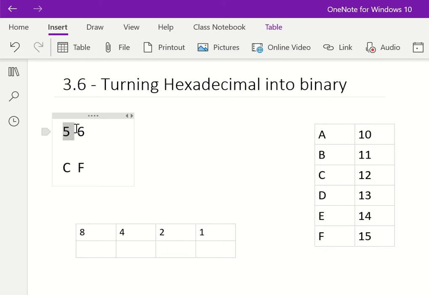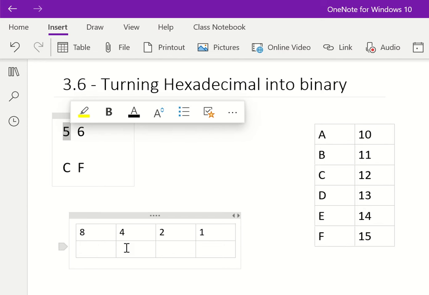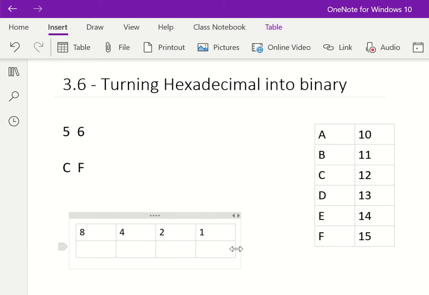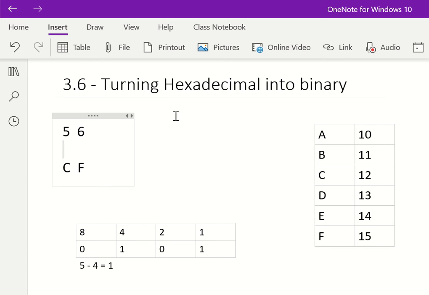So all we need to do is work out, well, how do we make 5 out of these values? So we need to basically say, well, we need to turn this into 5 by using some zeros and ones. So we can say, is 5 bigger than 8? No, it isn't. So we can put down a 0. Is 5 bigger than 4? Yes, it is. So we put down a 1. And then we subtract 4 from 5, which obviously gives us 1. Is 1 bigger than 2? No, it's not. So we put down a 0. And then obviously 1 is the same as 1. So that becomes a 1. And when I subtract it, it leaves us with 0. So the first half of this hexadecimal number in binary is 0, 1, 0, 1.